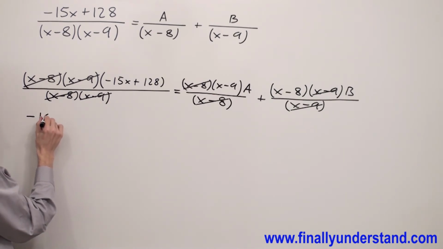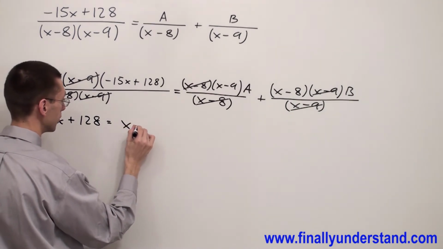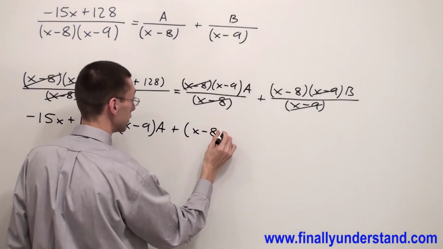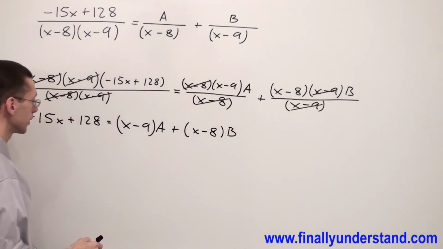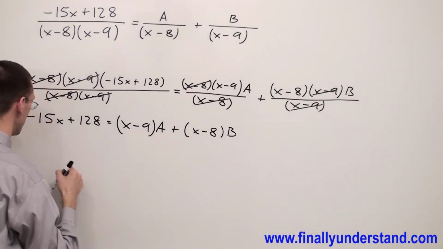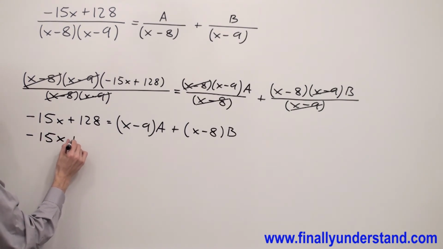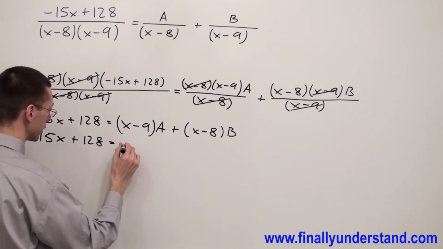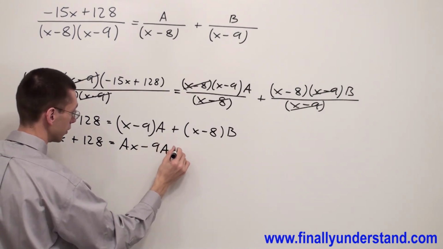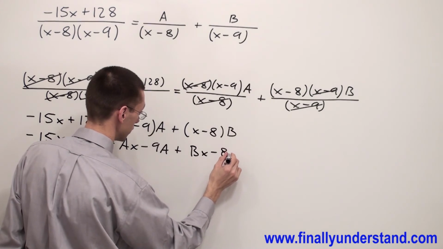I have minus 15x plus 128 is equal x minus 9a plus x minus 8b. Next, I'm supposed to distribute these constants into the parentheses in order to eliminate the parentheses. Copy down everything whatever we are not going to use. So I have minus 15x plus 128 is equal ax minus 9a plus bx minus 8b.